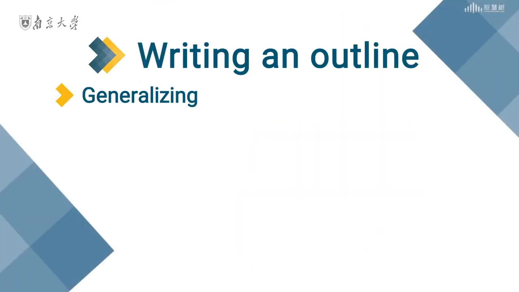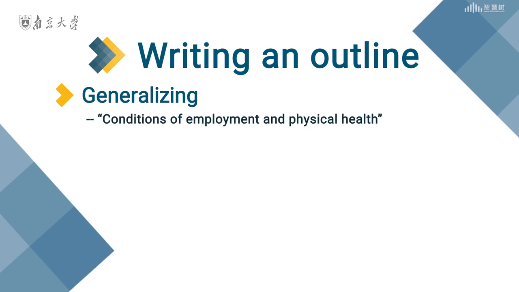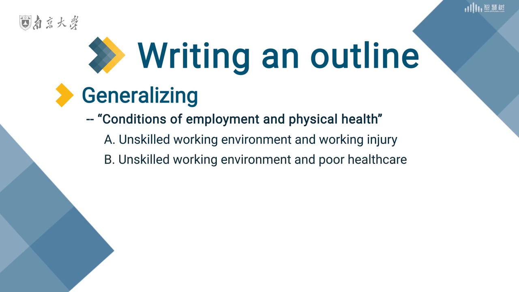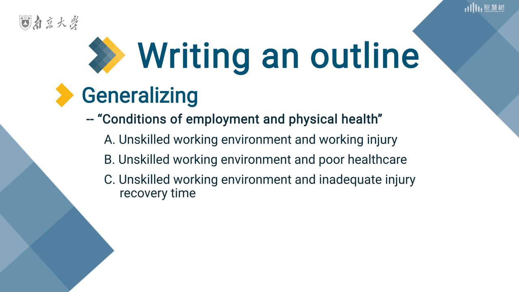For example, under the category of conditions of employment and physical health, you may put 3 supporting points. A. Unskilled working environment and working injury. B. Unskilled working environment and poor health care. C. Unskilled working environment and inadequate injury recovery time.